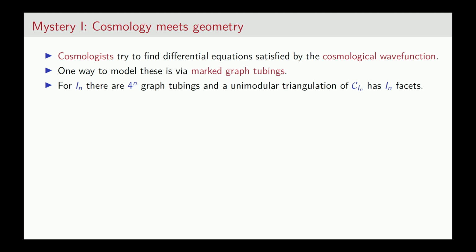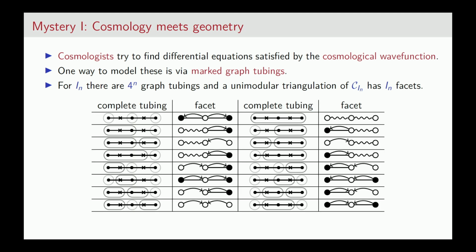So if you try to go from graph tubings, these are graph tubings now, to facets of our triangulations, you can come up with a kind of natural bijection. However, I have no idea why. I mean, there is a bijection just on the combinatorial side, but I have no idea what it means for the physicists.